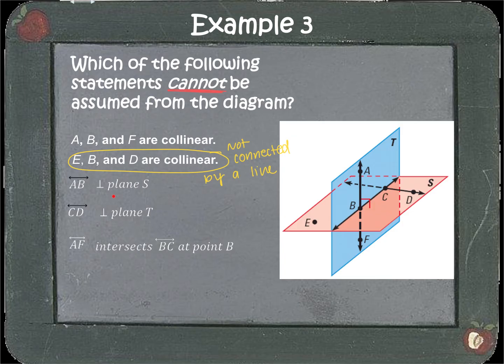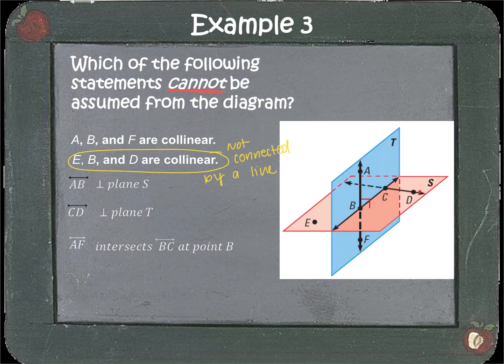So let's look at the next one. Line AB. So here's AB. Is perpendicular to plane S. So this in red is plane S. How can I tell if it's perpendicular? I can tell by this right angle right here, this right angle symbol, the little square that it's showing me. Let's go ahead and do the next one. So that one's good.